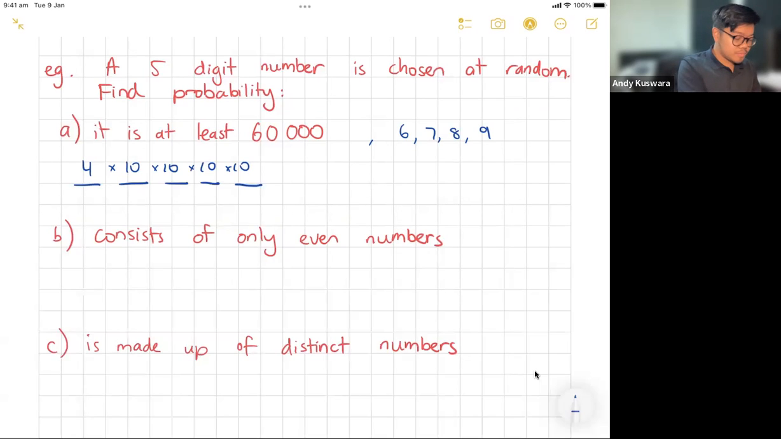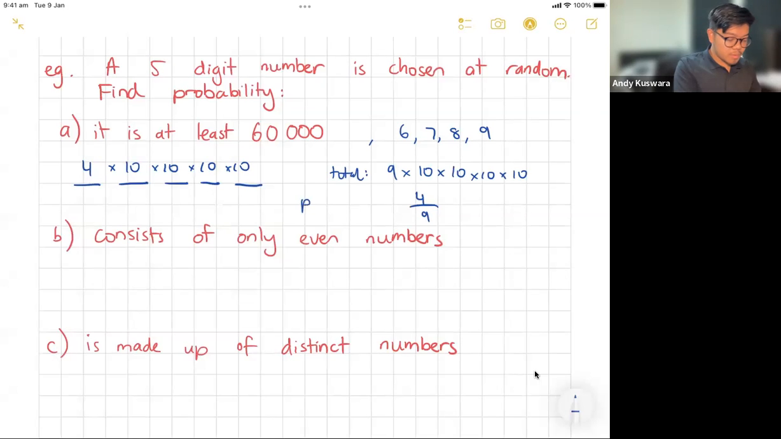Now the total: how many can I choose from the total? Well, my number can't start with 0. So it's going to be 9, and then I can have zeros afterwards. So it's going to be times 10, times 10, times 10, times 10. That's 5 digits. All right. So in other words, the probability will be, I'm pretty sure if you cancel everything out, 4 over 9.